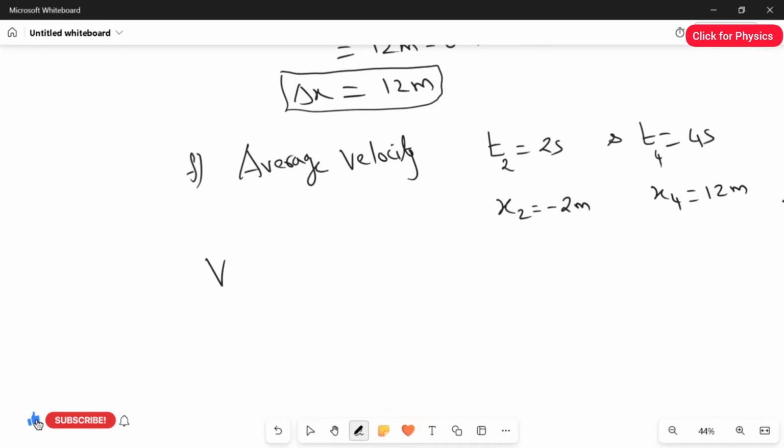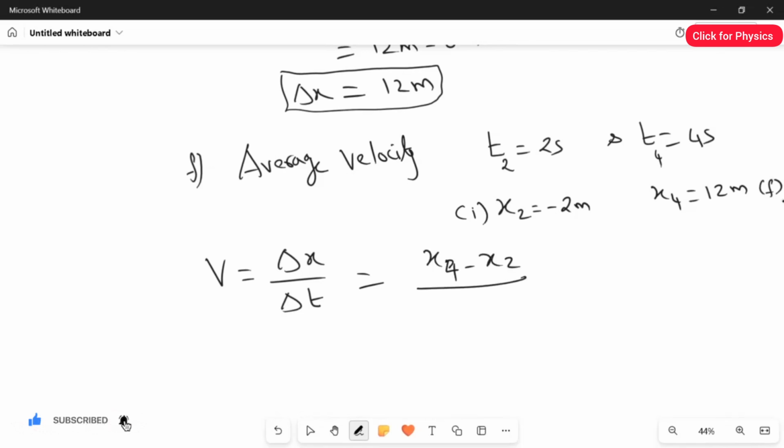The formula for average velocity here is delta x over delta t. So x2 minus x1, that means final position minus initial position. What is our final position here? Our final position here is x4. Our initial position here is x2. So I have to write x4 minus x2 divided by t4 minus t2.